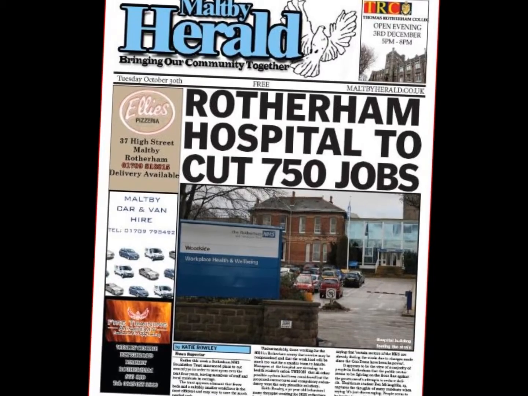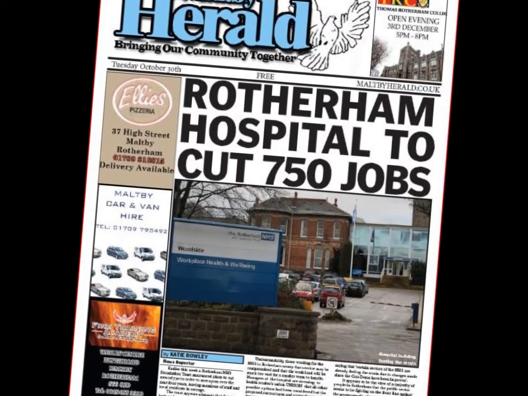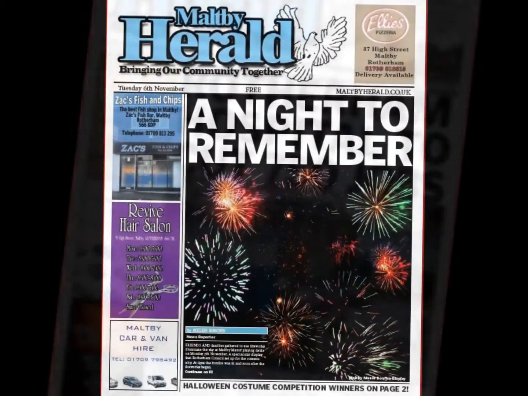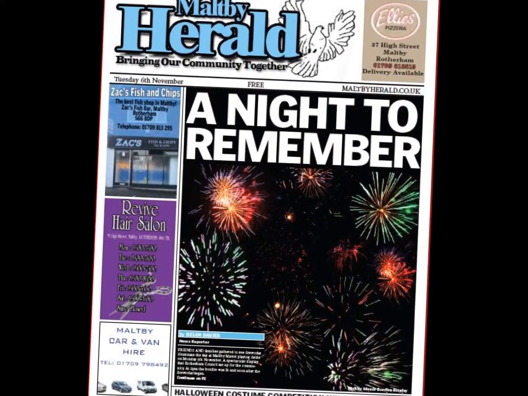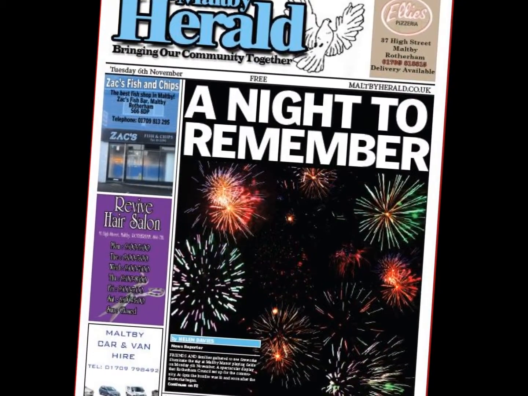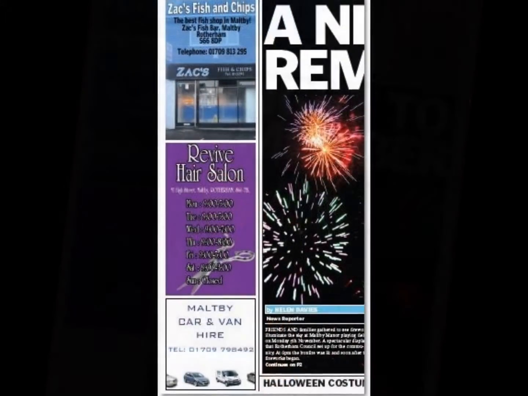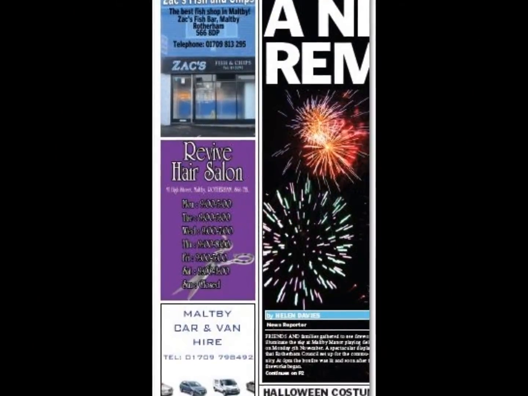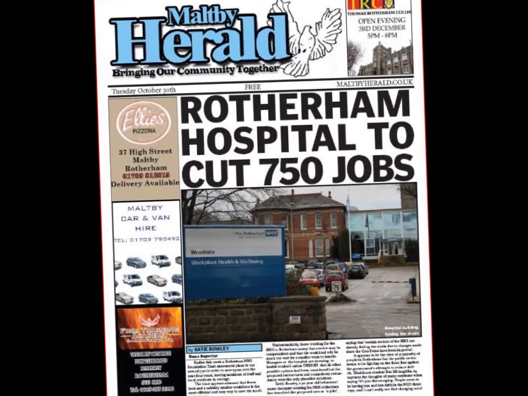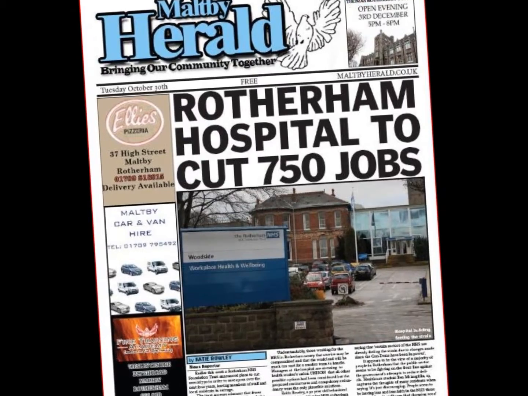We use conventions of real media products like a masthead in the same place in every issue, cover stories and main headlines, and images that are relevant to stories in the issue. As it is a free paper, real media products get their money from advertising. This meant, to follow these conventions, we created lots of adverts that were aimed at our target audience of 45 plus.